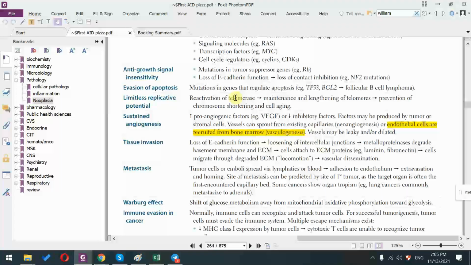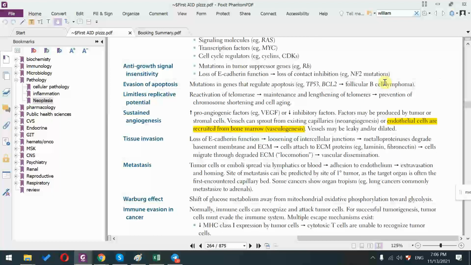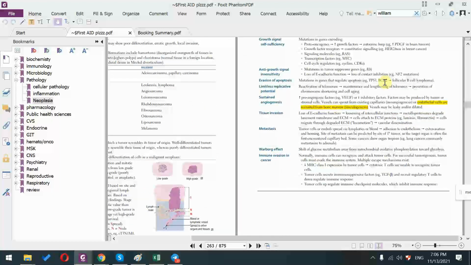So they write here, loss of E-cadherin can lead to loss of contact inhibition, like in case of neurofibromatosis type 2 mutation. We'll speak about that when we speak about neurocutaneous disorders in neurology. Okay, so for now, I just explained these 2.